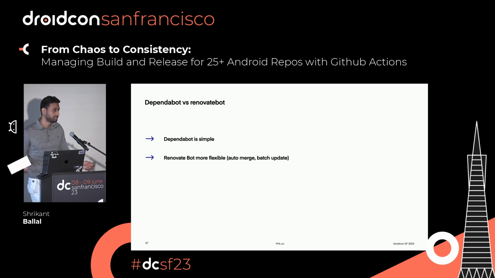Dependabot is simple. It's already available in GitHub. RenovateBot is more flexible in that it can merge your PRs as well. Dependabot only creates the PR. In the case of RenovateBot, you have to actually install the GitHub application of RenovateBot to use that. For Dependabot, we don't have to do any special steps here.